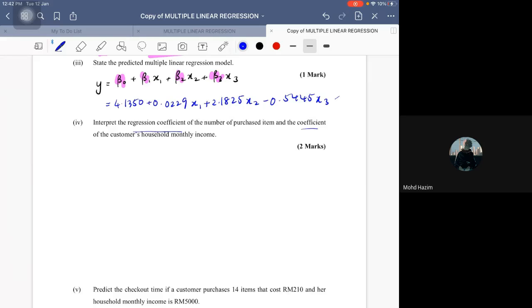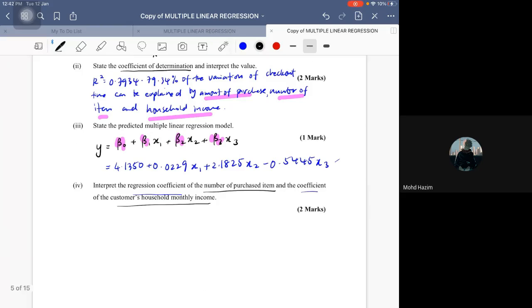So what values do they want? What is being requested in this question? This question asks you to write the regression coefficient of the number of purchase items and the customer's household monthly income. So which variable is that?